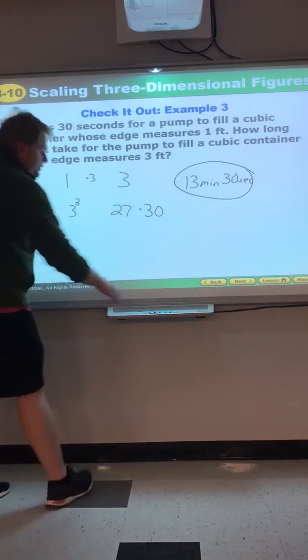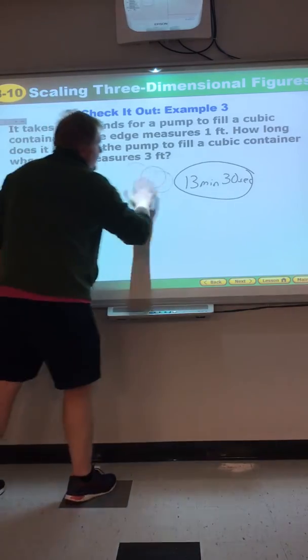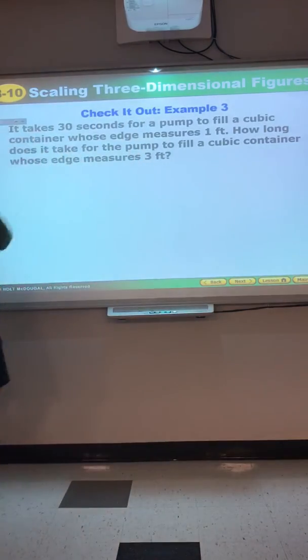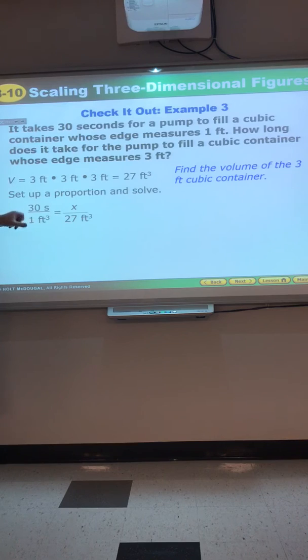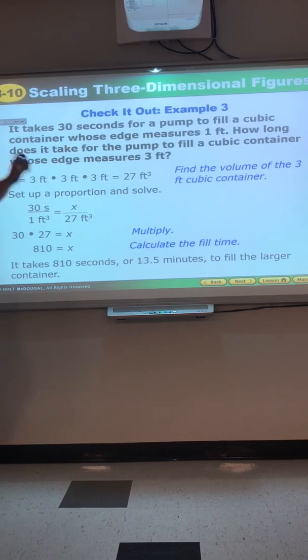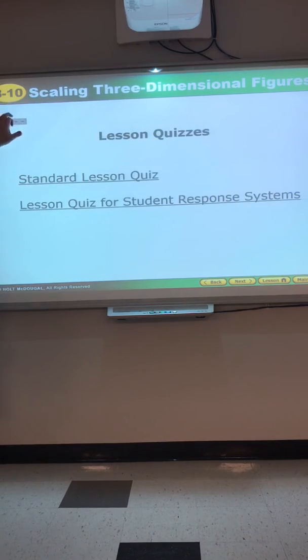You can set up your ratio as they'll do. All right? Hopefully you're thinking and you can see the ratio that we want when we do the volume, 27. Oh, so 30 seconds for 1 volume, or 1 foot volume. Don't know how many seconds for 27. We do our cross multiply. 30 times 27 equals x. That gets us 810 seconds. 810 seconds is 13.5 minutes. Okay? We can see these factors and how they work.